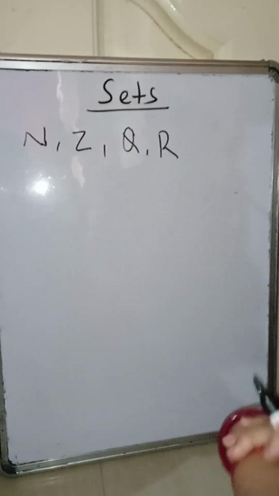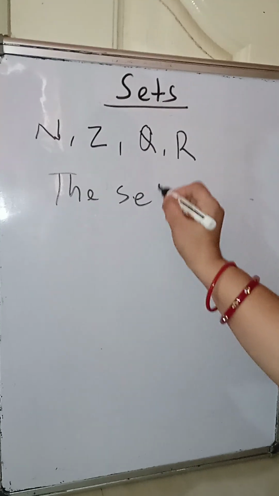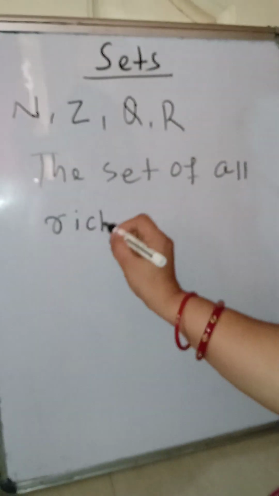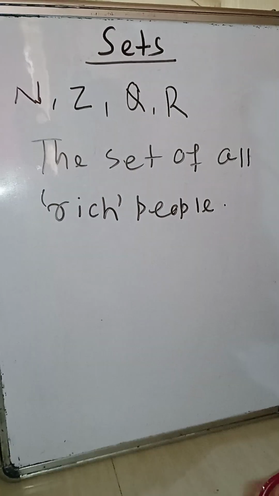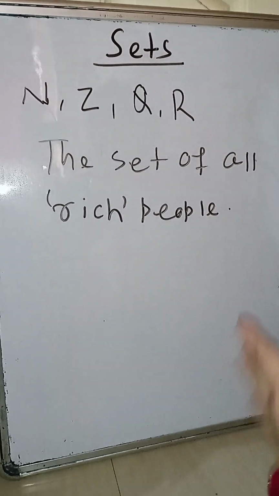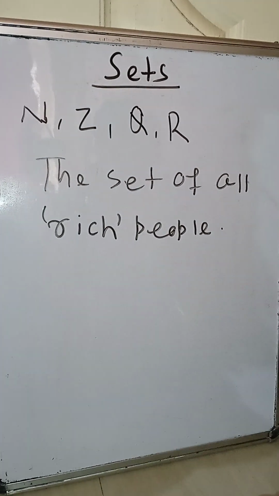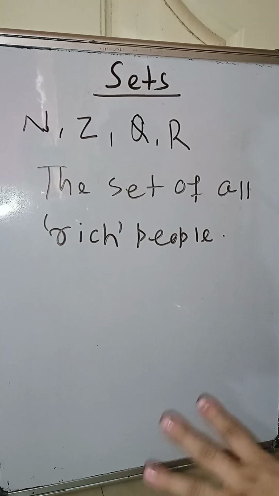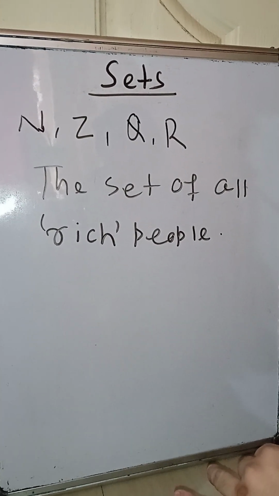For example, yesterday we discussed the set of all rich people. On the basis of what concept will we define the rich people? It may vary from person to person, so we cannot find the elements of this set. Therefore, we can say that the elements are not well defined.